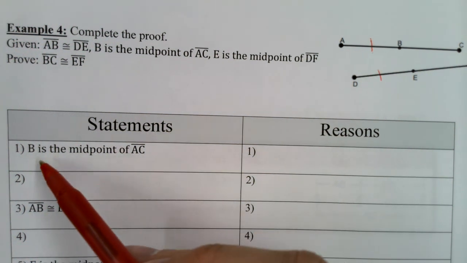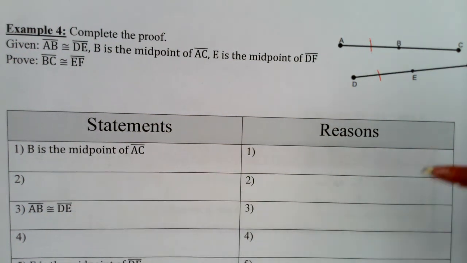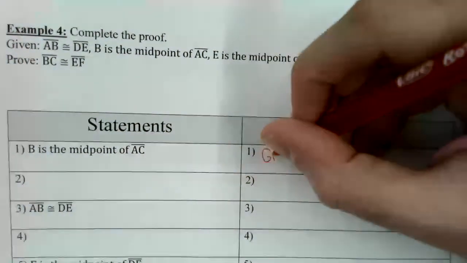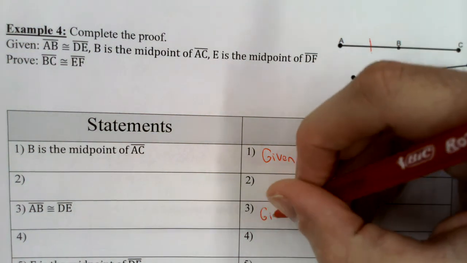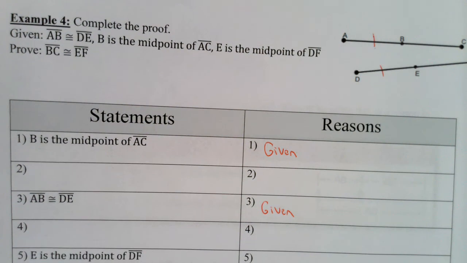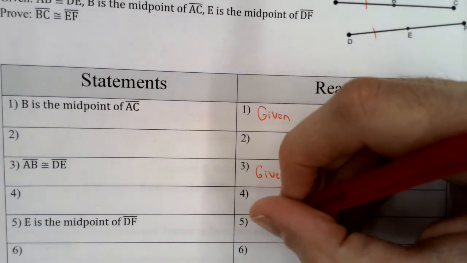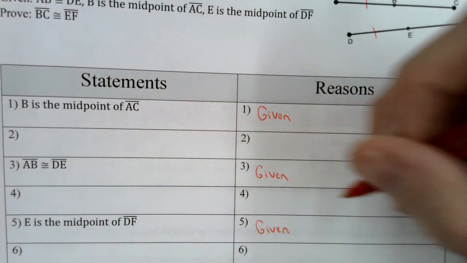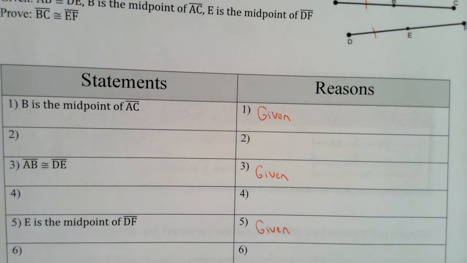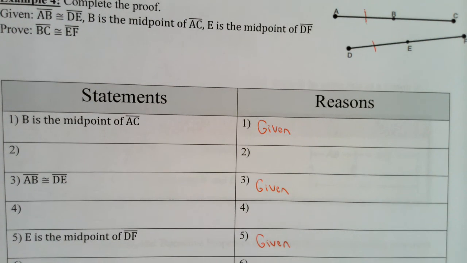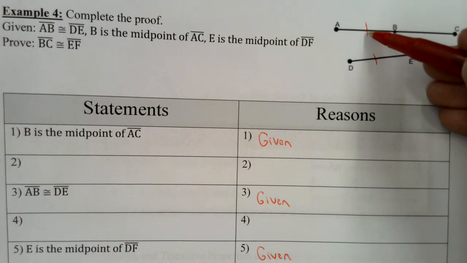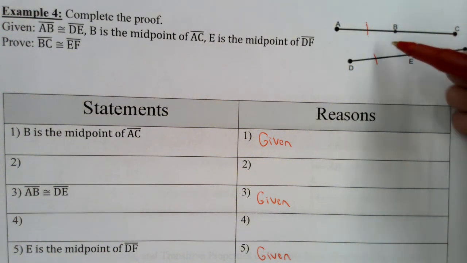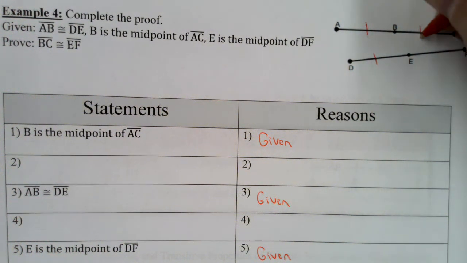So let's start with the first given. Okay? Well, that reason is given. If you look down here, AB is congruent to DE. That was also given to us. If you look at step 5, that was also given to us. So the givens are split up. It's going to help the proof flow better. Okay? If B is the midpoint of AC, that means that the first half is congruent to the second half. So if there's 1 tick mark there, I will also put 1 tick mark there.